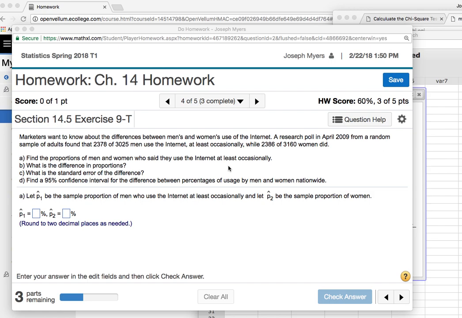Problem right here. Chapter 14, problem 4. We're almost done with this chapter. Amazing. Okay, so Marker does want to know about the difference between men's and women's use of the internet. I'll just let you read it. You can always push pause.